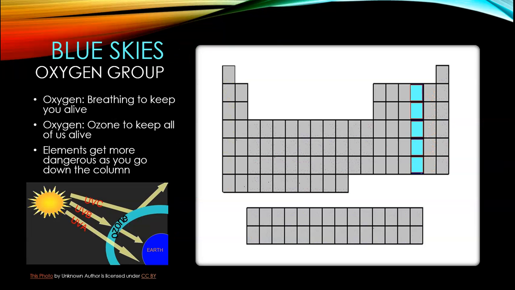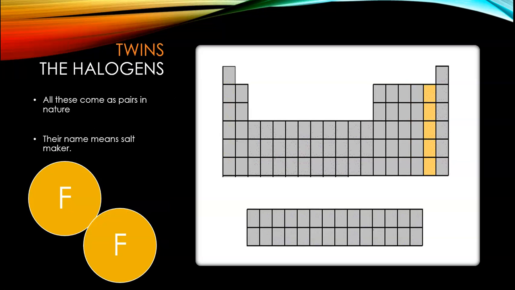The sky blue of the oxygen family refers to the air we breathe and the ozone, also made of oxygen, in the stratosphere that protects our planet from solar radiation. The elements get more dangerous the further down the column you go, but we'll keep our focus on the blue skies at the top of the family.